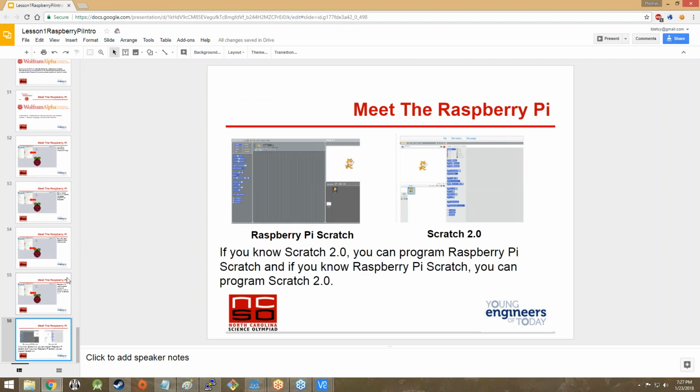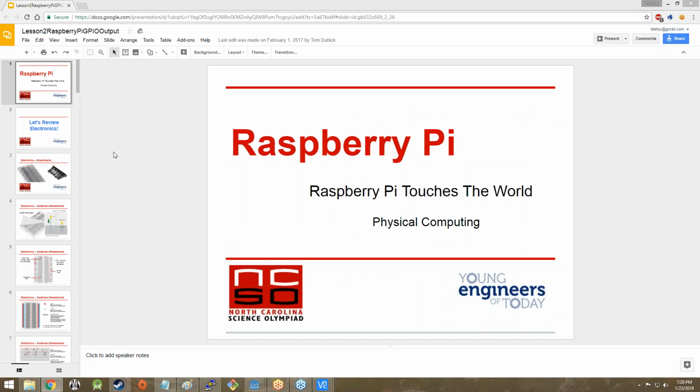What we're going to focus on is Scratch. So if you know Scratch 2.0, you can program Raspberry Pi Scratch, and if you know Raspberry Pi Scratch, you can program Scratch 2.0. So let's take a look at that stuff. Let me pull up the next presentation. All right, so here's the next presentation.